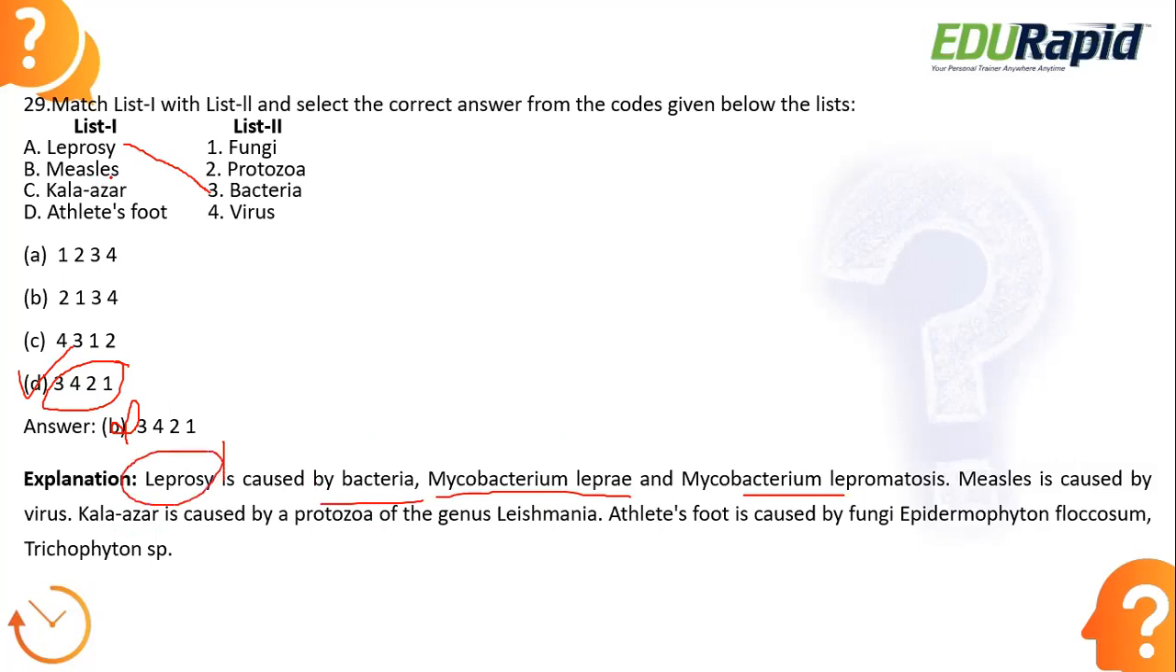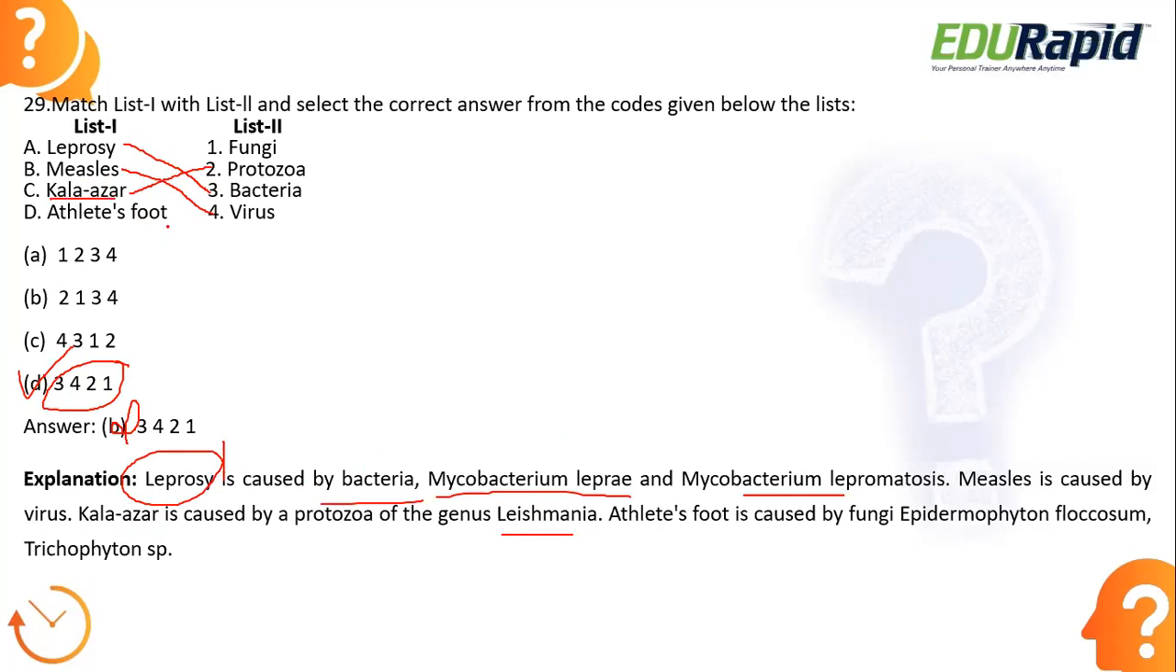The next that we have here is measles. Measles is all caused because of virus. So basically virus is one of the causative agents of measles. Kala-Azar is caused by a protozoa, which belongs to a genus called Leishmania. So Leishmania is one of the protozoa that can cause a disease called Kala-Azar.